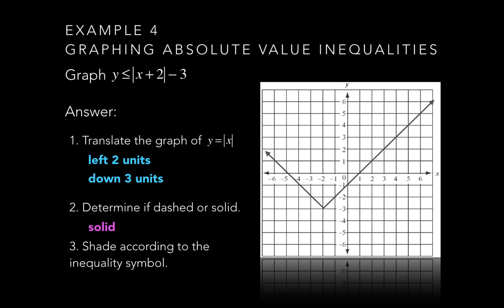What you're looking at right now is an absolute value equation. Now, to make it an inequality, we are going to have to shade according to our symbol. It is y values less than, which means we're going to shade the area that is below our graph. Right in here.